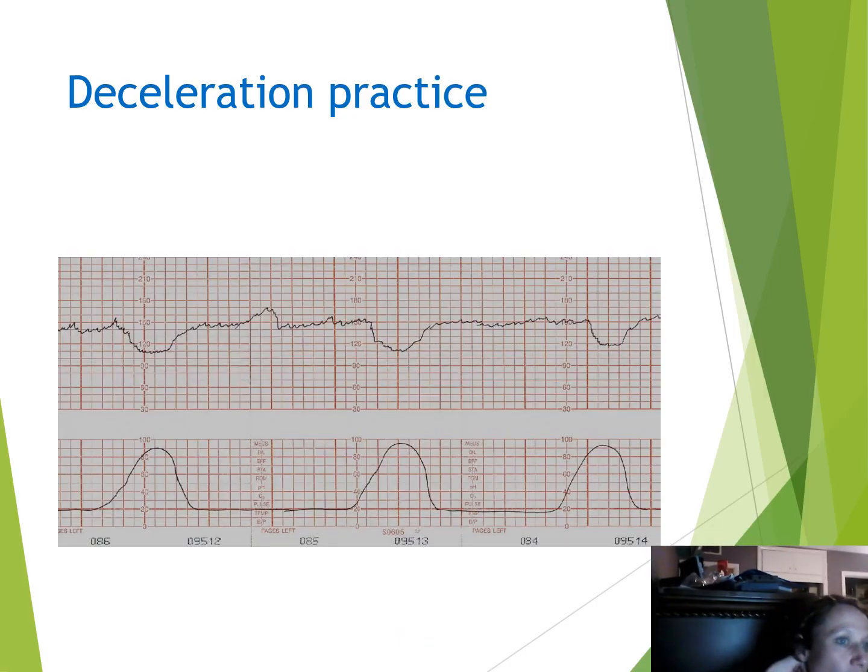Okay, so for this one, first we're going to look at our baseline. That's what we always look at. First it's 150 for our baseline. And then for our variability, in that end part it looks a little bit more minimal, but in the beginning it definitely looks moderate, and we do have 1 accel. So I'd say we could probably be on the safe side and say moderate variability. We would just want to see what our strip continues to look like.